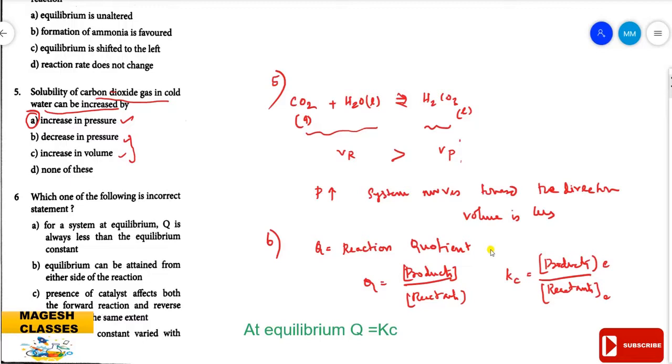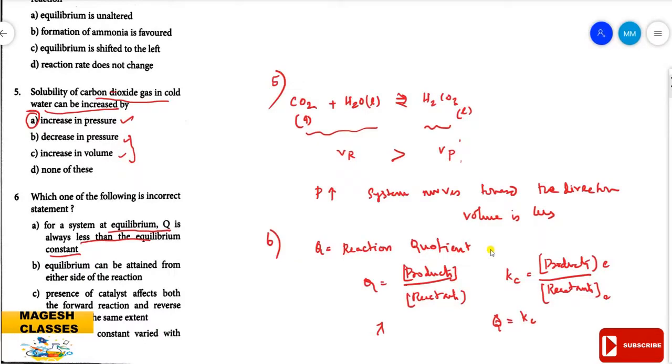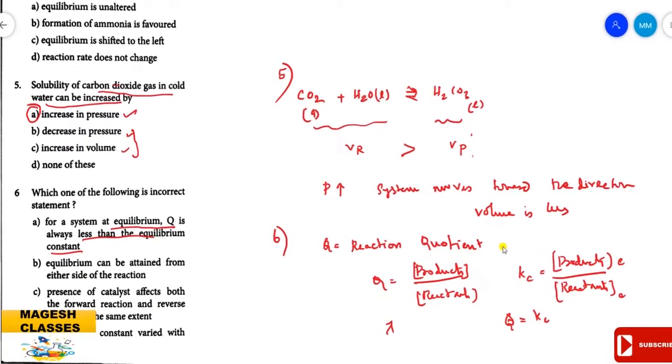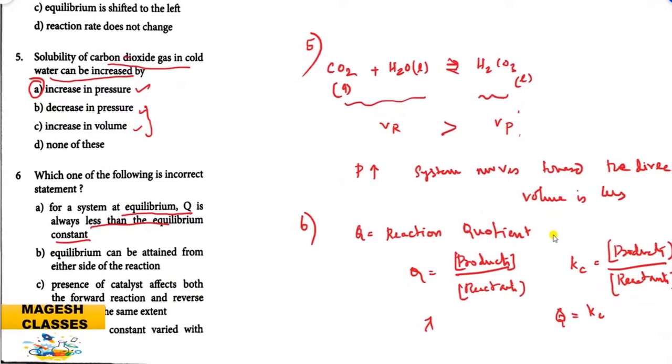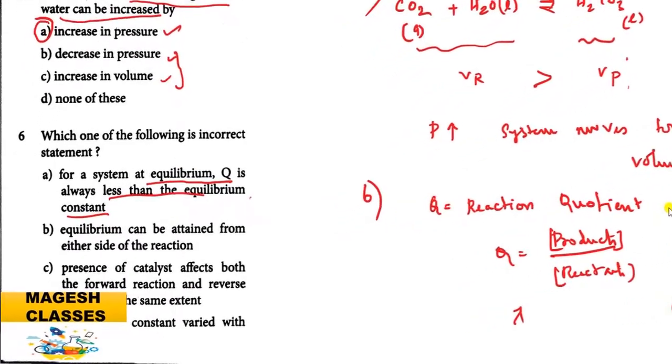So the first statement, for a system at equilibrium Q is always less than the equilibrium constant, is wrong. At equilibrium, Q is equal to Kc. In a non-equilibrium condition, the ratio is said to be the reaction quotient. At the equilibrium condition, the ratio is said to be the equilibrium constant. So the statement that at equilibrium, Q is always less than the equilibrium constant is an incorrect statement.